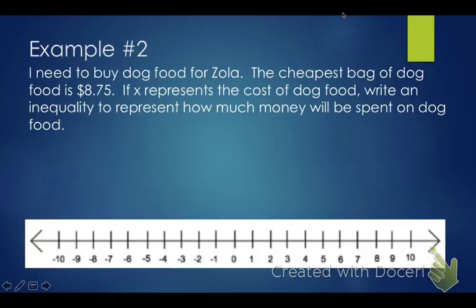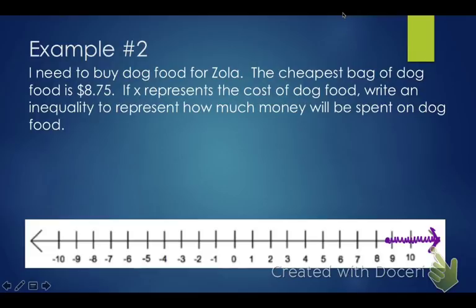I need to put a circle. Can I spend $8.75? Yes, I can. So I'm saying that's probably right in here. $8.75, it's between 8 and 9. All right. But I can also spend more money because I have bags of dog food that cost more. So I'm going to go ahead and put my arrow to the right to make my inequality. And boom, there it is.